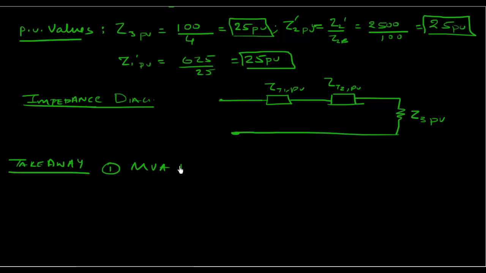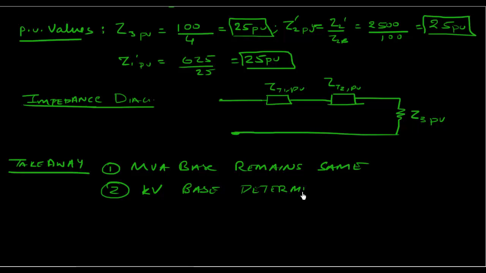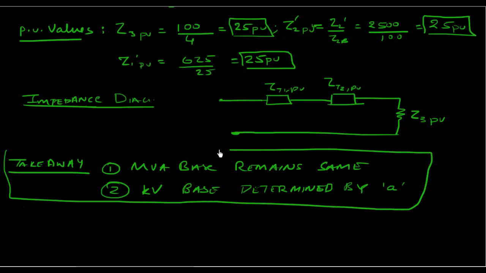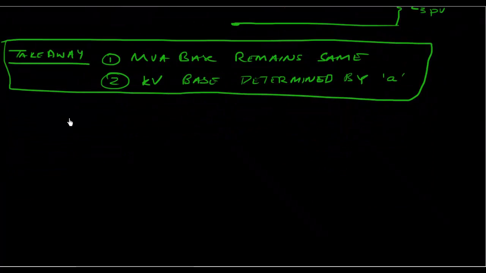the MVA base remains the same across all circuits, and the kV base is determined by the turns ratio determined by A. So that's the key takeaway from today's example that we did, and we will see this being used in another example next video. But before that, I want to leave you with a sample problem, as I always do.